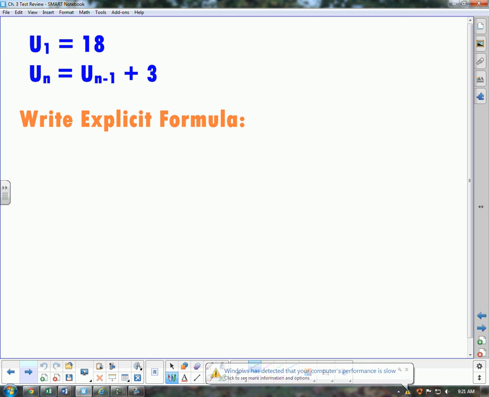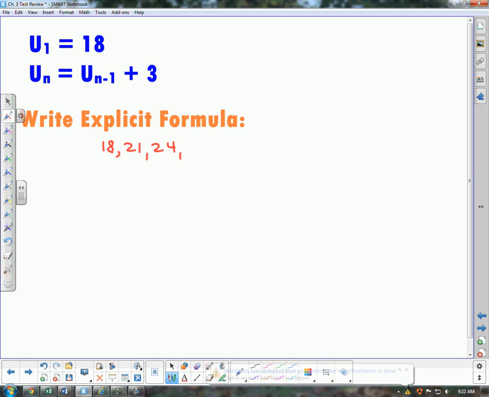These first examples will be over what's going to be on tomorrow's test, writing the explicit formula for an equation. And so here we have u sub 1 equals 18 and u sub n equals u sub n minus 1 plus 3. So that means it's going from 18 to 21 to 24 to 27 and so on and so forth. This is the first term. So in order to write our explicit formula, we know that it's going up 3 each time, which means the slope is 3.